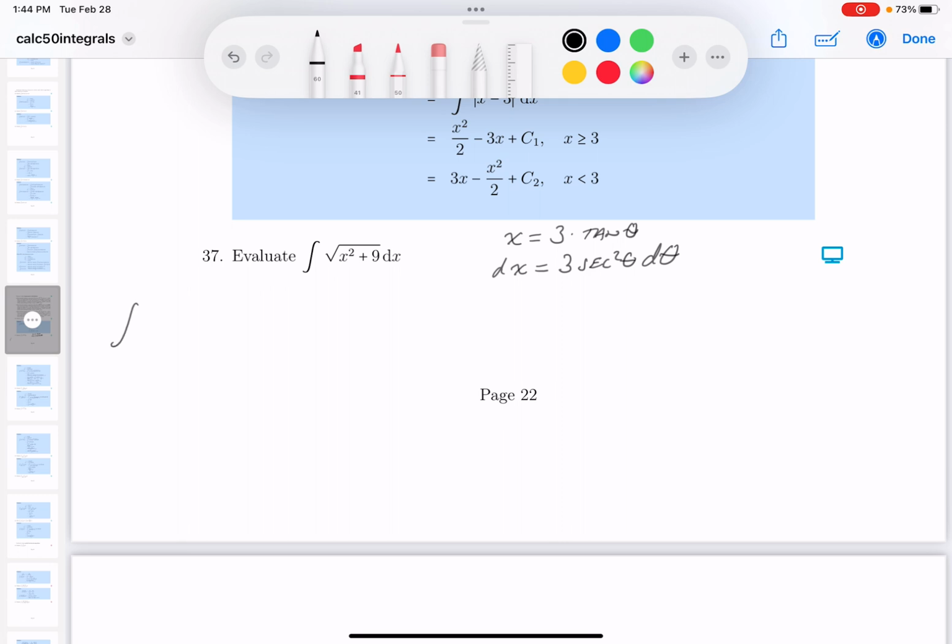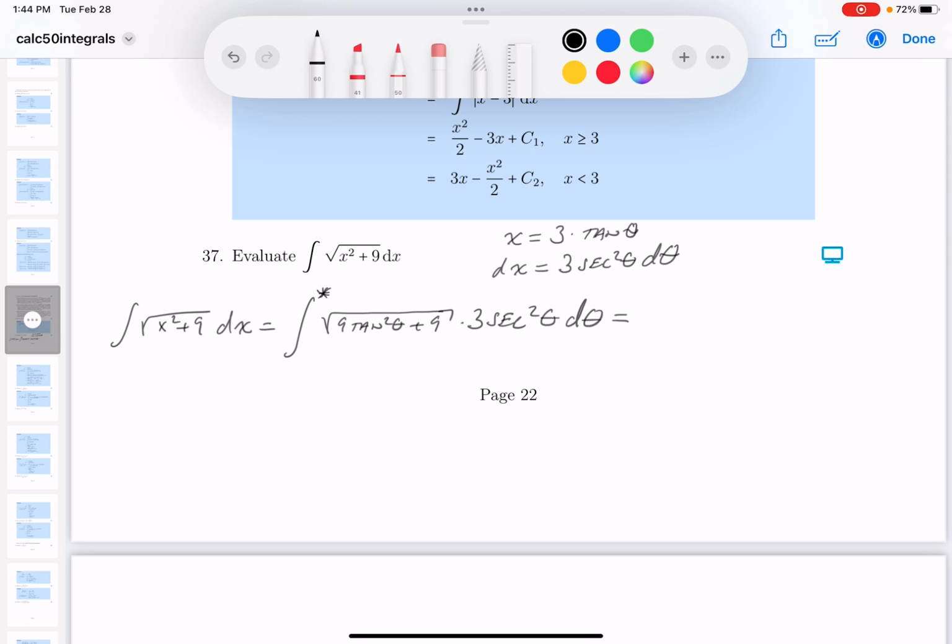I'm going to take that suggestion, plug it in. So this one over here, which is what we want to do, let's put a little star here because I'm making a substitution. I need to go back to x's at some point. So it's going to be what? It's going to be 9 tangent squared plus 9, and then you're going to get 3 secant squared theta d theta.